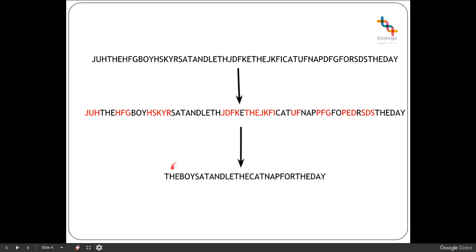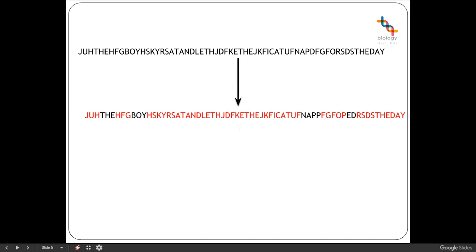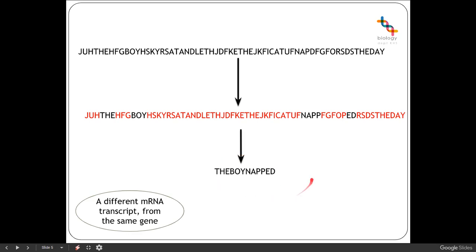That's given us our final message, our final mature transcript, and that's going to be taken off and translated. Alternative splicing talks about the fact that not only are we getting rid of those introns and putting the exons together, but we're giving it a couple of different options. If we take the same sequence, and this time we have a few different introns and exons, we've taken our DNA molecule, created our mRNA molecule, and we're going to remove those introns and keep the exons. Therefore we wind up with a much shorter and different mRNA transcript from the same gene.